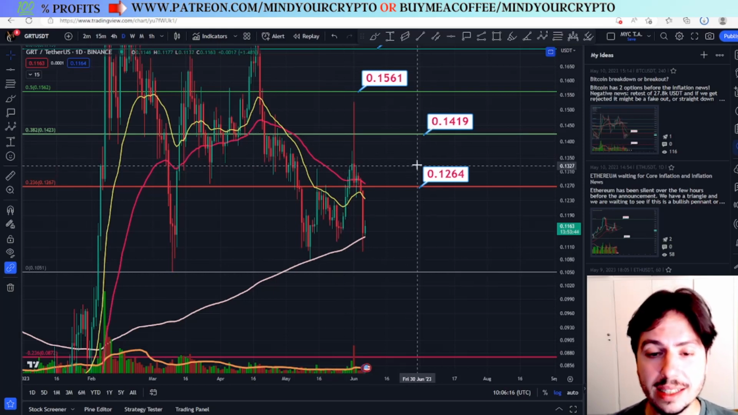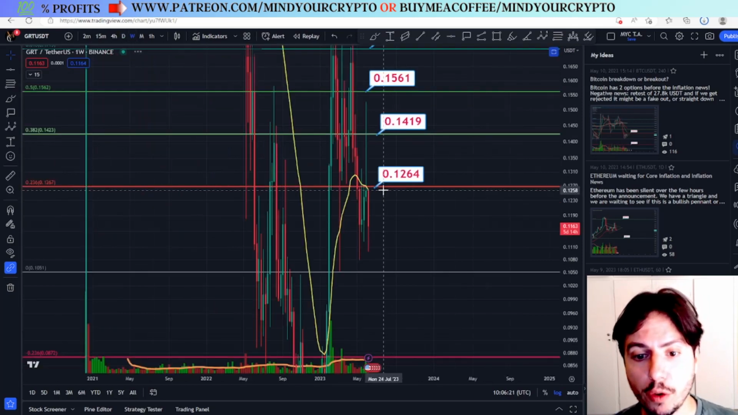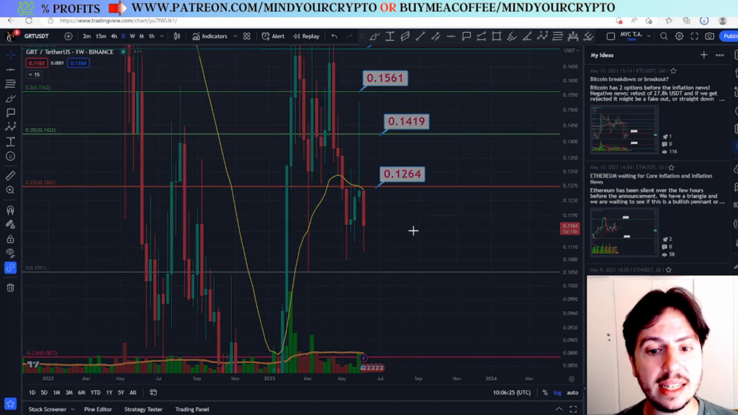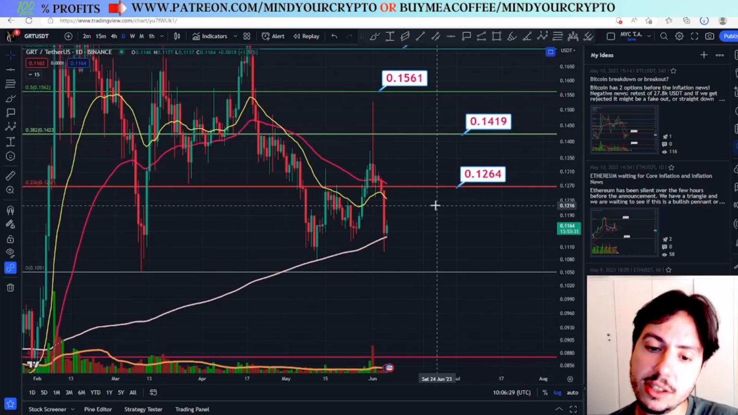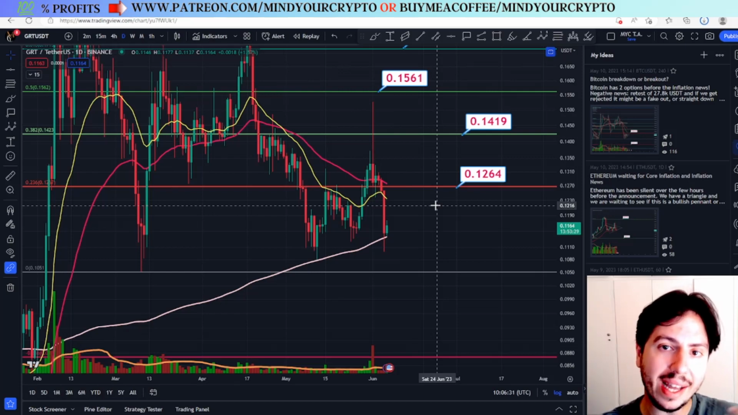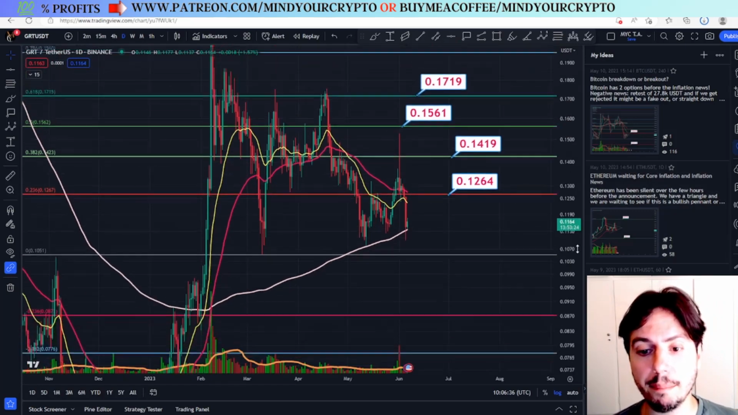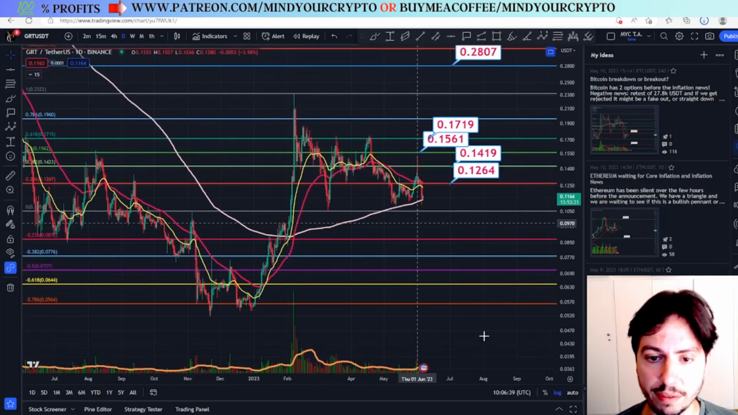So eventually GRT, the pump, you can see the correction, the unfortunate weekly close below the 0.1264, but a retest on the 200-day moving average. Now we need to see what is going to happen on the GRT, the graph, in which many people, including me, think that GRT is eventually going to go up.